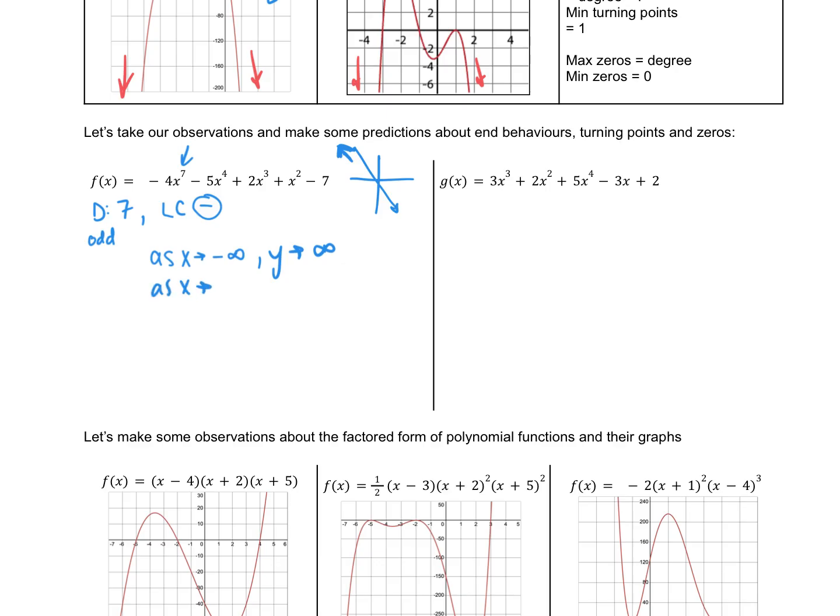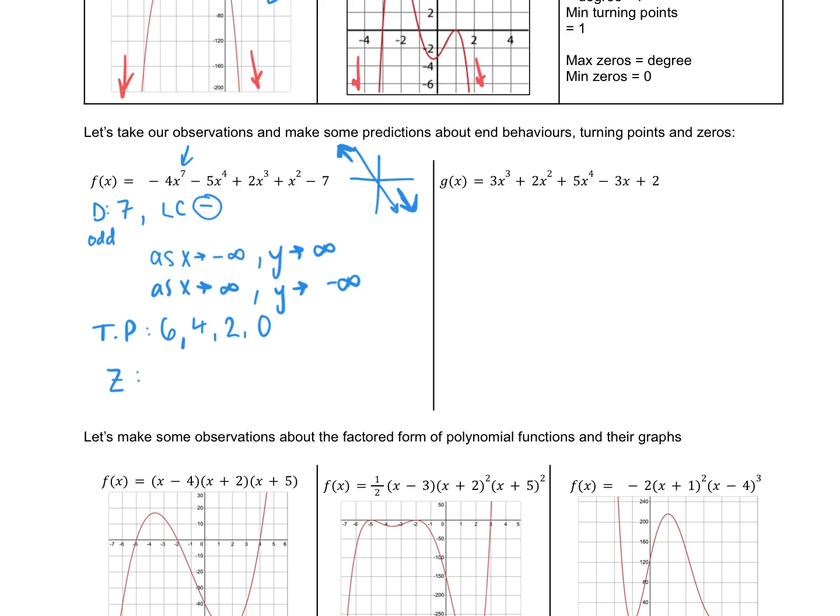And as x approaches infinity, y approaches negative infinity. And that part I'm showing this. Now, for my turning points, this was a degree of 7, so I could have up to 6 turning points, but I could also have 4, 2, or I don't turn at all, like it looks like a basic linear function.